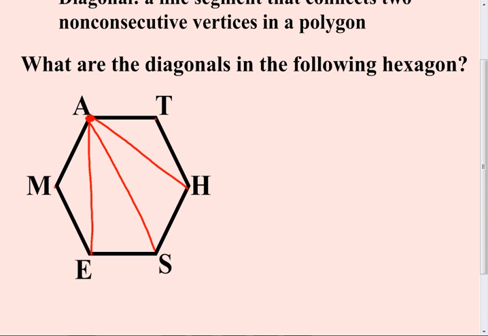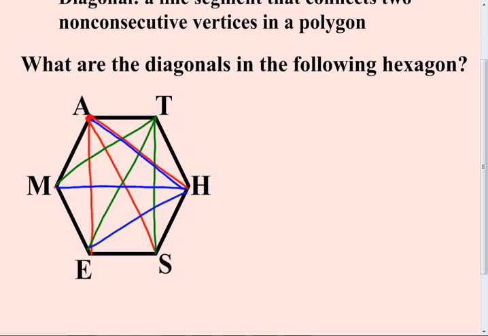How about T? Remember doing this problem? We can't draw an A. It's not a diagonal. T to M, T to E, T to S. And I could draw a whole bunch of them, couldn't I? Because now if I draw from H, I don't want the repeats.